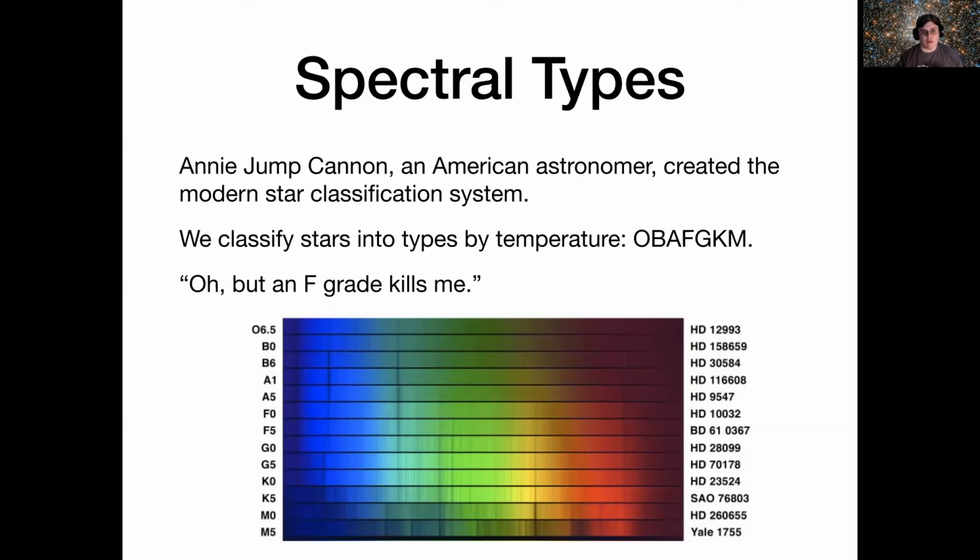So the system is OBAFGKM. This is a little confusing because it's not as nice to memorize as, say, ABCDEFG, but you can remember it as "Oh, be a fine girl, kiss me." There are a few other mnemonics you can find out there. So this sorts stars by temperature. O stars are hot, M stars are cool, O stars are blue, M stars are red.